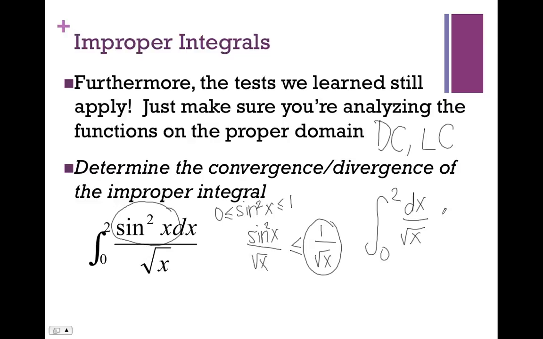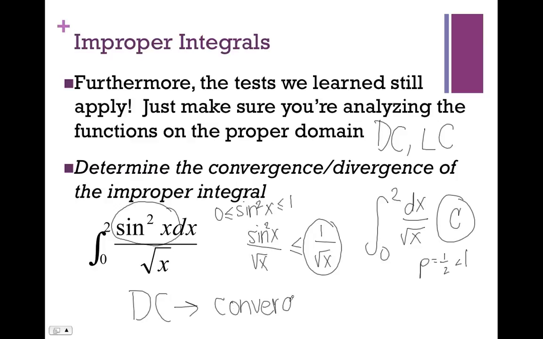It's going to converge because the power in the denominator is 1/2, which is less than 1. So, since this is less than or equal to a known convergent p integral, then by direct comparison, we know that this will converge as well. So I can say that this will converge by direct comparison to this integral, which is a known convergent p integral.